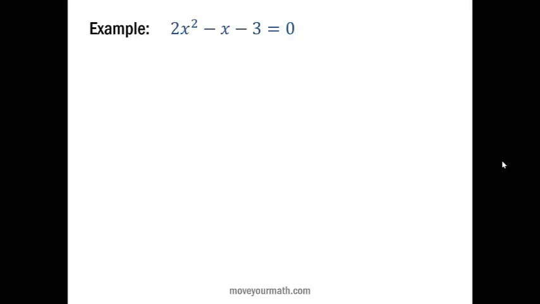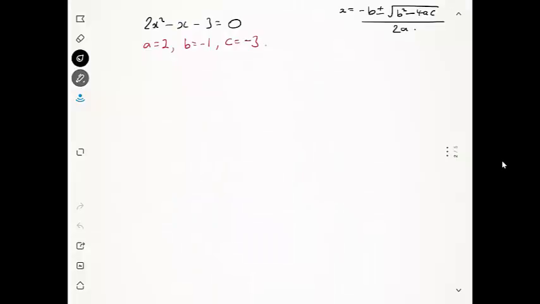So here's another example. The equation is 2x squared minus x minus 3 equals 0. So here it is on my electronic board. And this time I've just jumped straight into figuring out what A, B and C are, and clearly A is 2, B is minus 1. There's a phantom 1 in here that we don't ever write down when it's just x on its own. So B is minus 1 and C is minus 3.